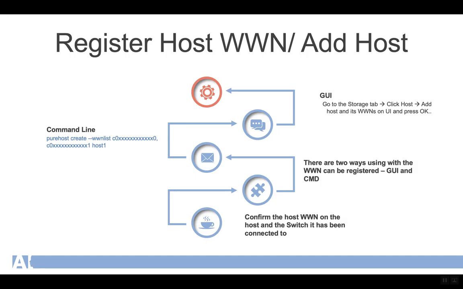And as we move ahead, to register the host WWNs or to add the host in the Pure, you've got to start from the lowest step mentioned on the site. Confirm the host WWN on the host and the switch it has been connected to. There are two ways of doing this registration of the host. One is through CLI and the other is GUI. It's a very basic command on CLI, which is pure host create. Then you give all the WWNs against its parameter and the host name.